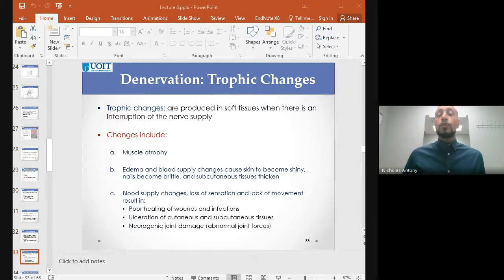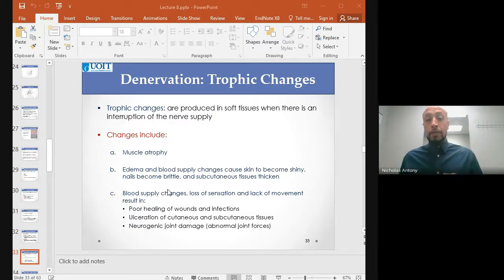Perfect. Okay. Trophic changes is a clinical term to describe the combination of symptoms that a patient would present with after a complete denervation of a particular nerve. So how can that happen? A laceration or a crushing injury. Trophic changes will present with muscle atrophy, edema of the limb, so the skin will become shiny and brittle. I'll show you pictures.